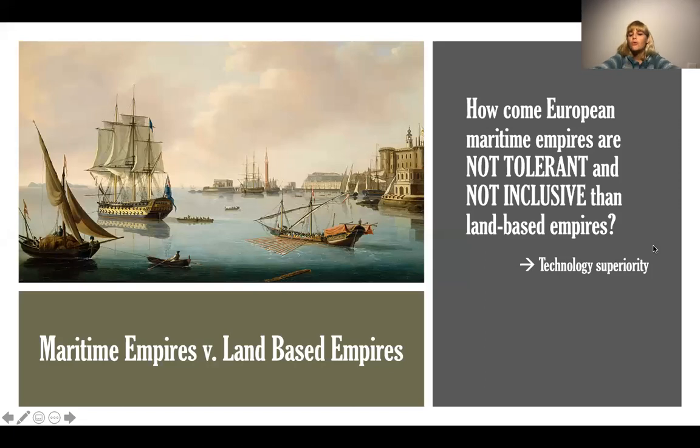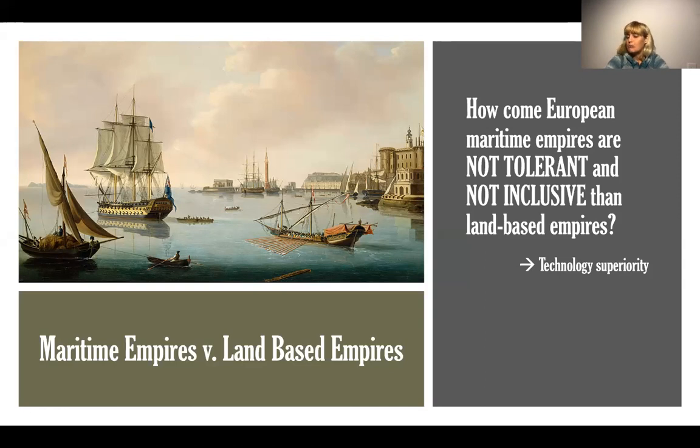So before I leave you guys, I need you to write this down. When we talked about land-based empires in period one, I made sure to emphasize to all of you that land-based empires were tolerant. They were inclusive, okay? In order to be a successful land-based empire, you have to be willing to allow people to practice their own religions or speak their own languages, okay?